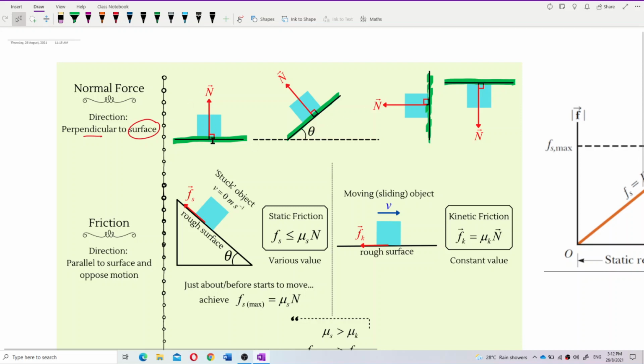The normal force is always 90 degrees to the surface. You can see that, 90 degrees, 90 degrees. So for example, this inclined surface, never draw the normal force going straight up. This is wrong. Normal force must always be perpendicular to the surface. So remember, whenever you have a surface, you must have a normal force, and normal force must be perpendicular to the surface.